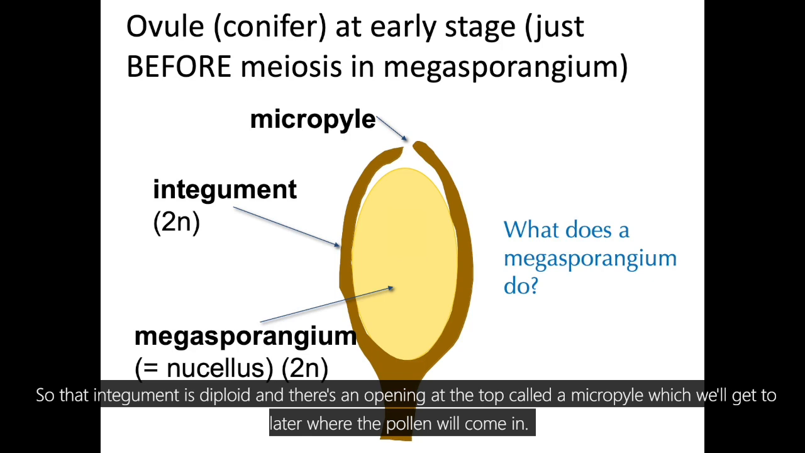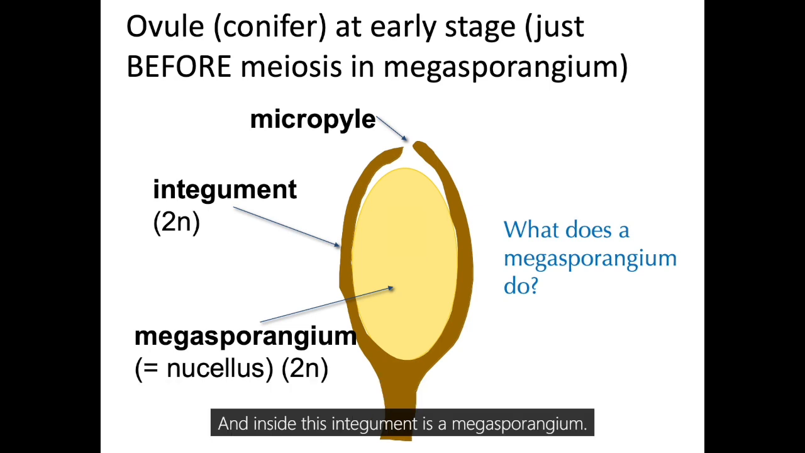And there's an opening at the top called a micropyle, which we'll get to later, where the pollen will come in. And inside this integument is a megasporangium. And here, this megasporangium is going to make a gametophyte. It's going to first make a spore, and then it will make a gametophyte.